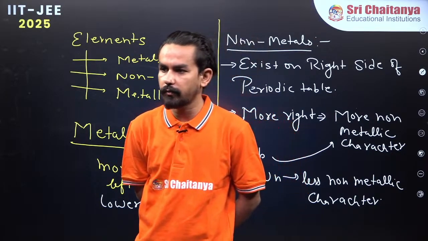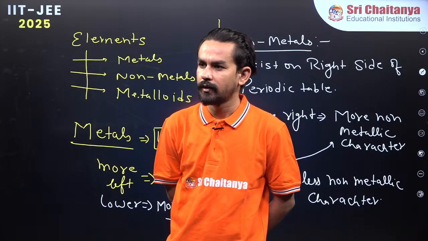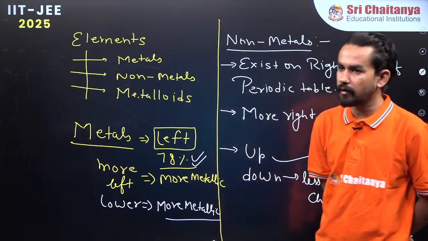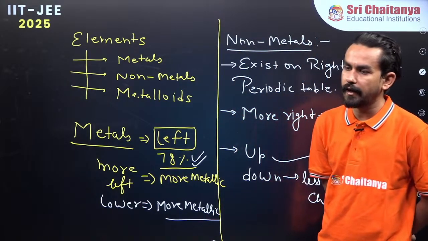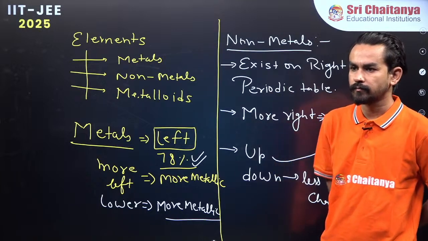Yeah, metalloids are coming. Metals are where in the periodic table? Mostly everywhere, like on the left side and in the middle, and slightly on the right side also.